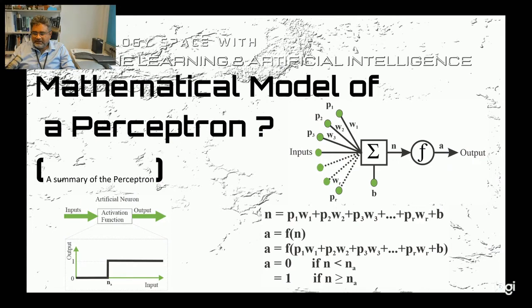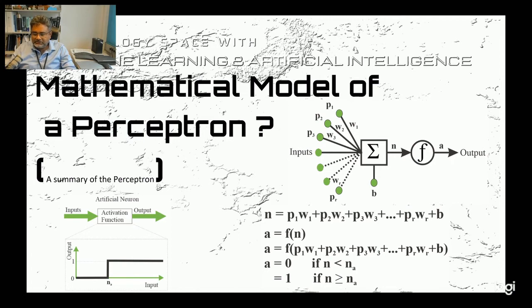If I can summarize what I have said about this perceptron, each input coming into the neuron is multiplied by its respective weight factor, and then you add up all these components till R number of components in this perceptron, and then you also add the bias term to that.